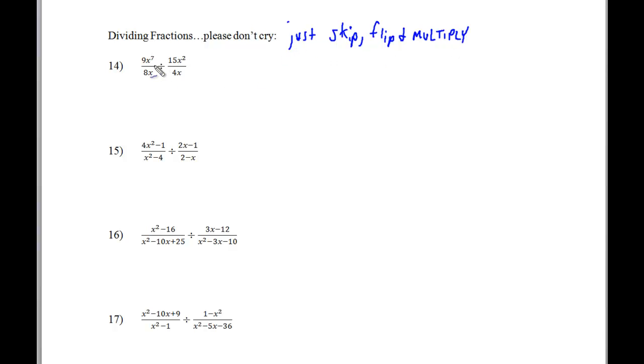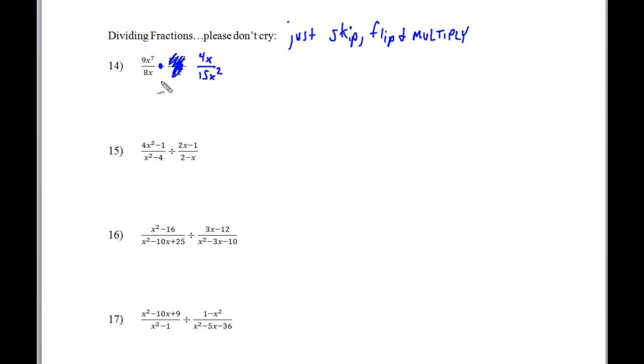So the first thing you would do is skip the first fraction, go to the second fraction. And what we're going to do is flip it and multiply instead. So instead of that being a division, it'll be multiplication. Our 4x is going to go in the numerator, and our 15x squared is going to go in the denominator. I'll cross that out so we don't get confused by it.